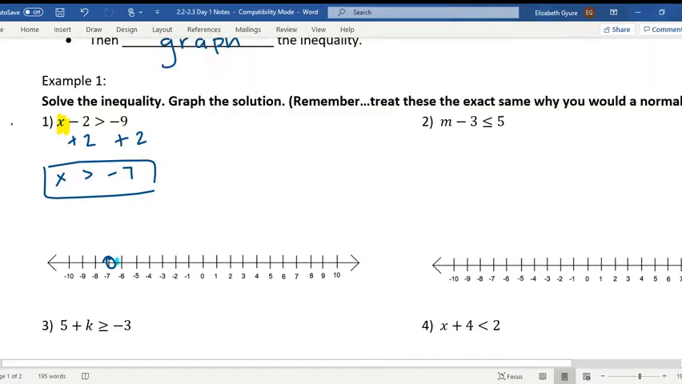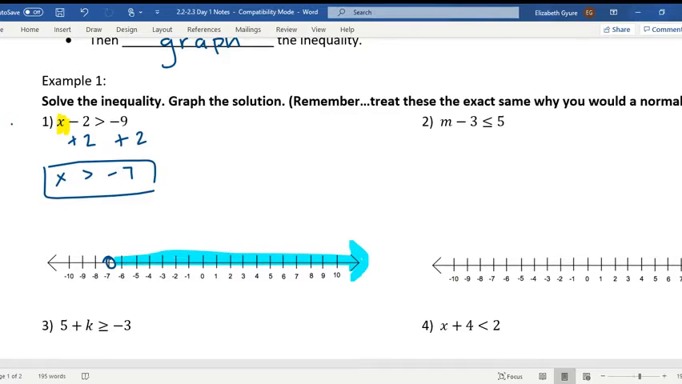How you want to shade is up to you. I'm just going to use my highlighting tool and highlight it. If you want to scribble it in or whatever you want to do, that's up to you. But I need to see your circle and I need to see what direction your arrow is going.